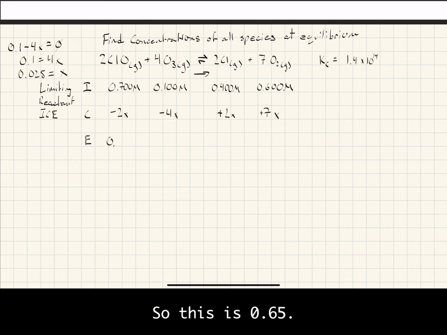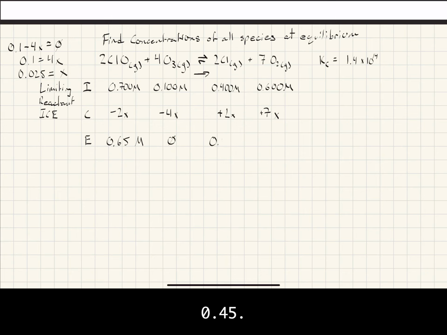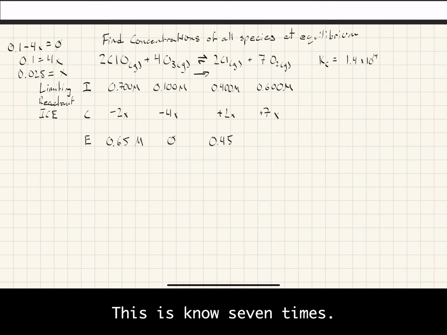So this is 0.65, so that's fine. This will be 0. This is plus 0.45. This is 7 times 0.025, so 0.175.